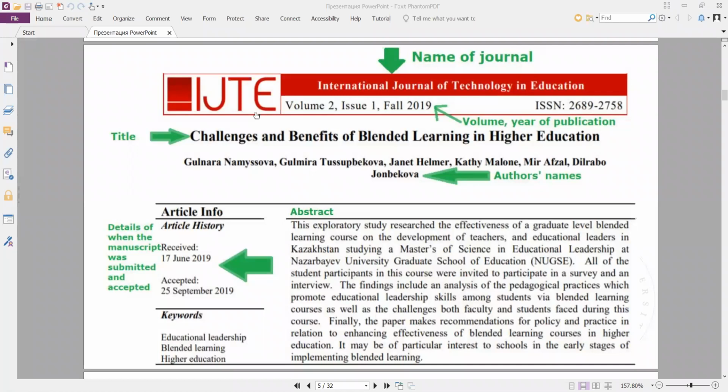So pay attention to the title. The title is very, very important. It should catch the reader's attention. Right, good. Let's now go on to the abstract part.